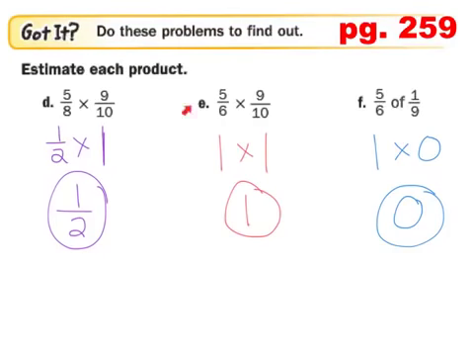All right, for letter E, I rounded this up to a 1. It's almost all 6/6. This is almost all 10/10 again. 1 times 1, my estimate is about 1. For letter F, 5/6 is almost to 1, but 1/9 is barely anything, so that's a 0. Anything multiplied by 0 is 0. Okay, 0, half, or 1.